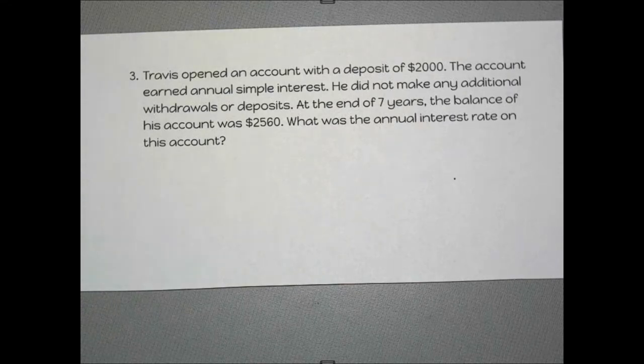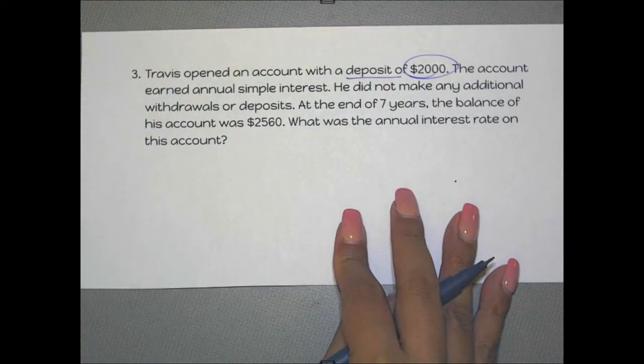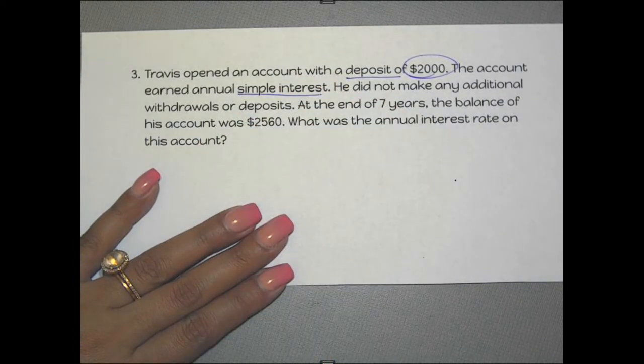Right, number 3 on the review. Travis opened an account with a deposit of $2,000. So deposit $2,000. The account earned annual simple interest. That lets me know what formula I need to use. He did not make any additional withdrawals or deposits.